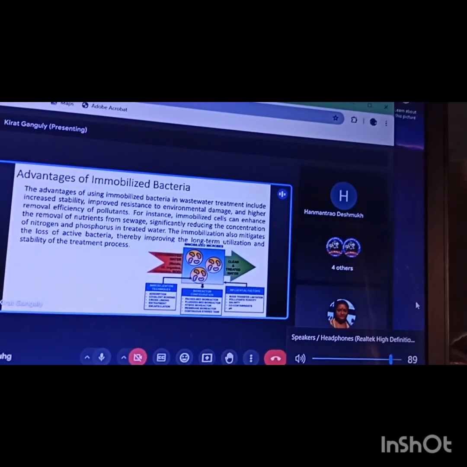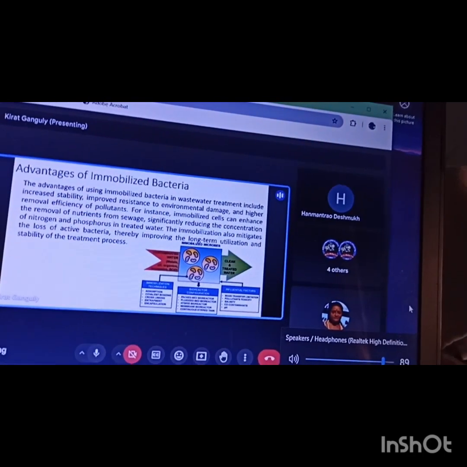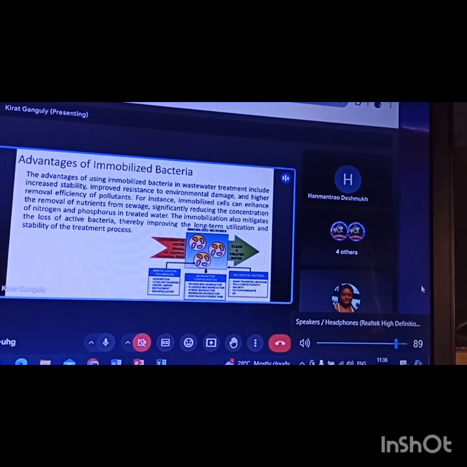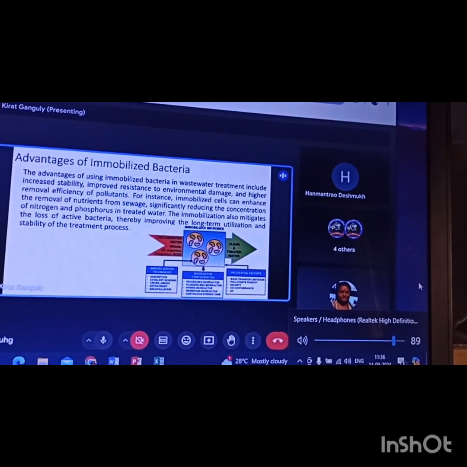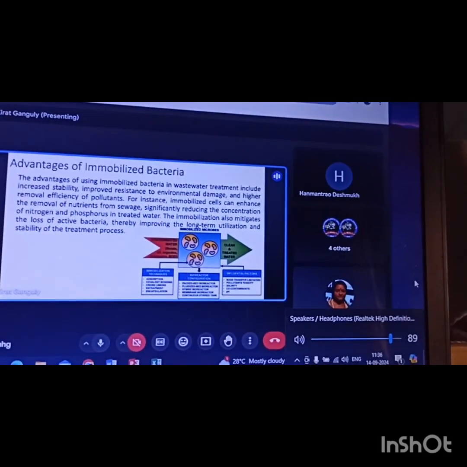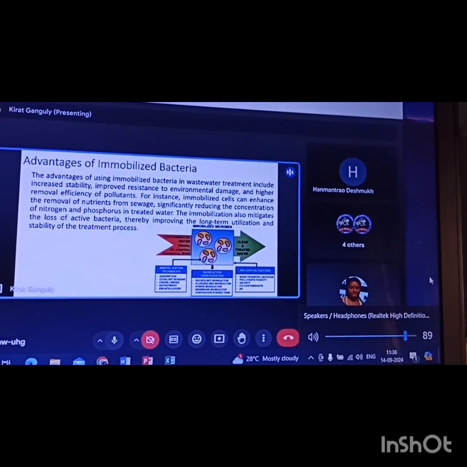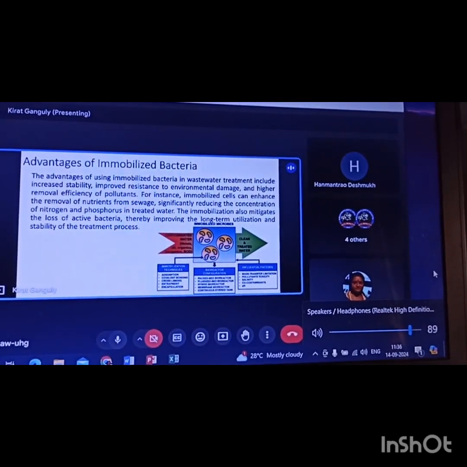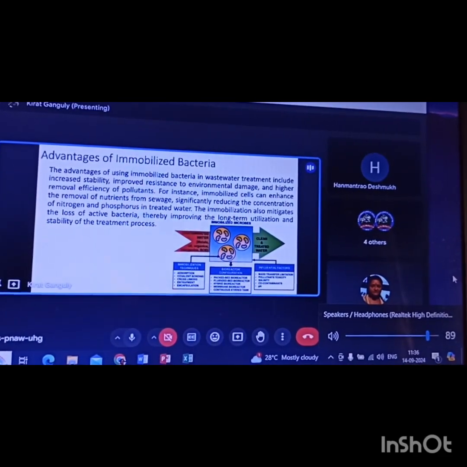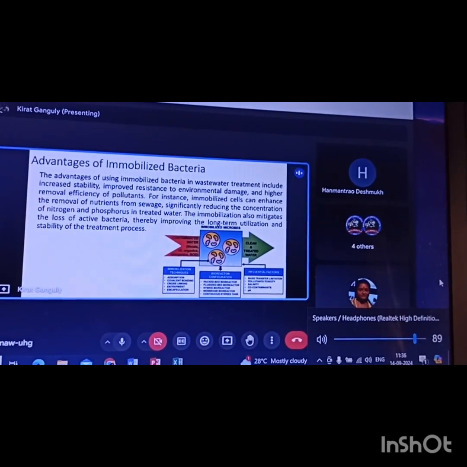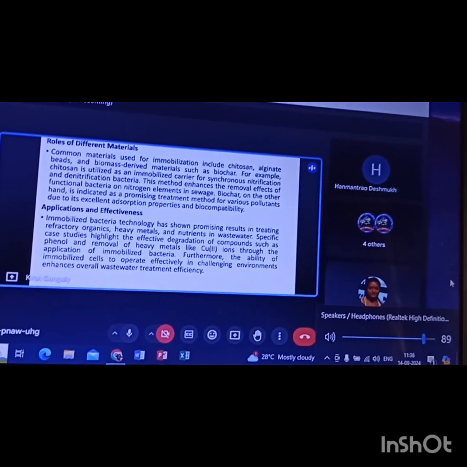However, advantages of immobilized bacteria in wastewater treatment include increased stability, improved resistance to environmental damage, and higher removal efficiency of pollutants. For instance, immobilized cells can enhance the removal of nutrients from sewage, significantly reducing the concentration of nitrogen and phosphorus in treated water. Immobilization also mitigates the loss of active bacteria, thereby improving long-term utilization and stability of the treatment process. That is what I was saying, that we can use those cakes or meshes repeatedly, so that will also decrease the cost.